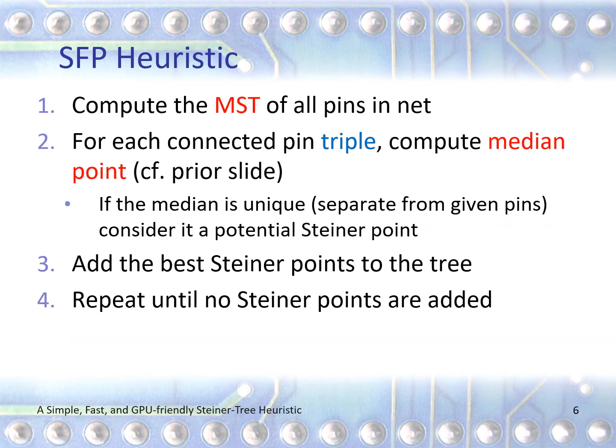The heuristic uses the prior 3x3 grid approach directly on 3-pin nets to find the optimal solution, and conceptually applies the idea to larger nets by processing them in this way. First, we compute the MST of all pins in the net. For each connected pin triple, we compute the median point. If the median is unique, or separate from the given pins, we consider it as a potential Steiner point. We add the best Steiner points to the tree, and we repeat until no Steiner points are added. It's important to note that we only actually compute the MST once per loop because it requires quadratic time, while finding the median points of all of the 3-pin tuples only requires linear time.